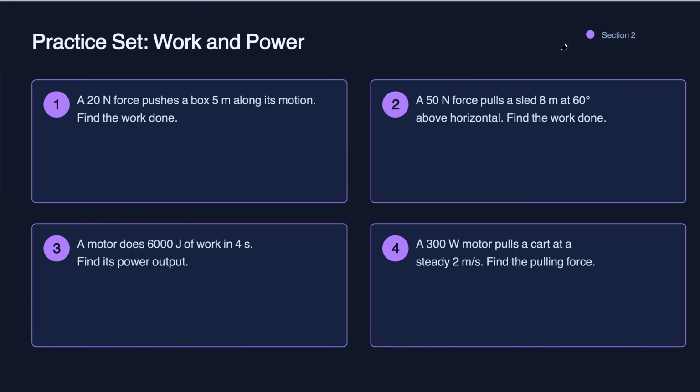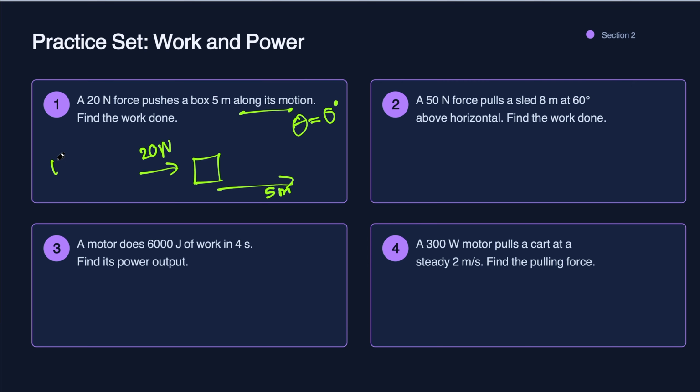Okay, I'm assuming you gave it a try. A 20 Newton force pushes a box 5 meters along its motion. Find the work done. So a 20 Newton force pushes a block 5 meters like this. So the force is aligned with its motion, right? Along its motion. So that means what is the angle between them? 0 degrees, right? They're both aligned.